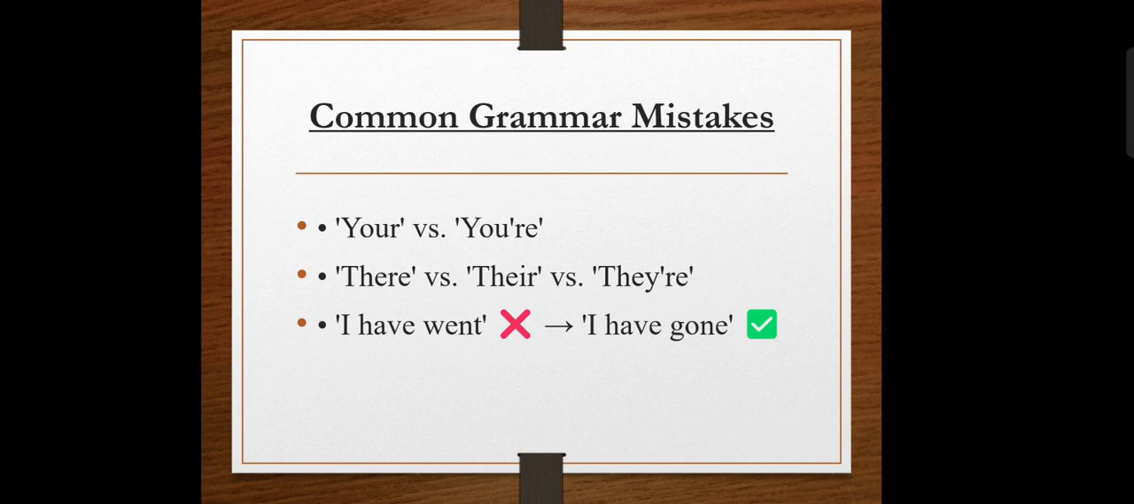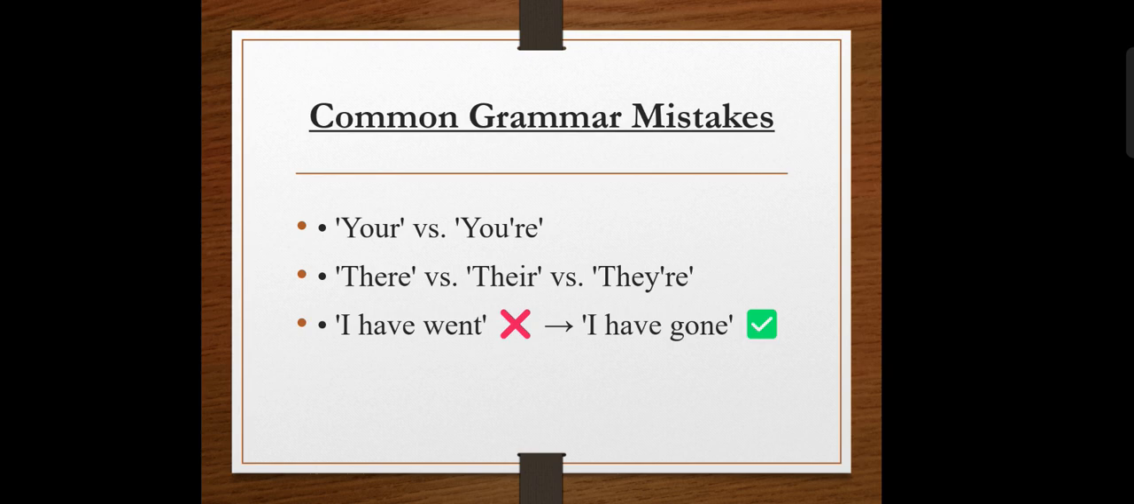Then we make mistakes like there, their and they're. There means it is a place, like the book is placed over there. It denotes the position, it denotes a place. When it comes to their, T-H-E-I-R, it shows that something belongs to them.